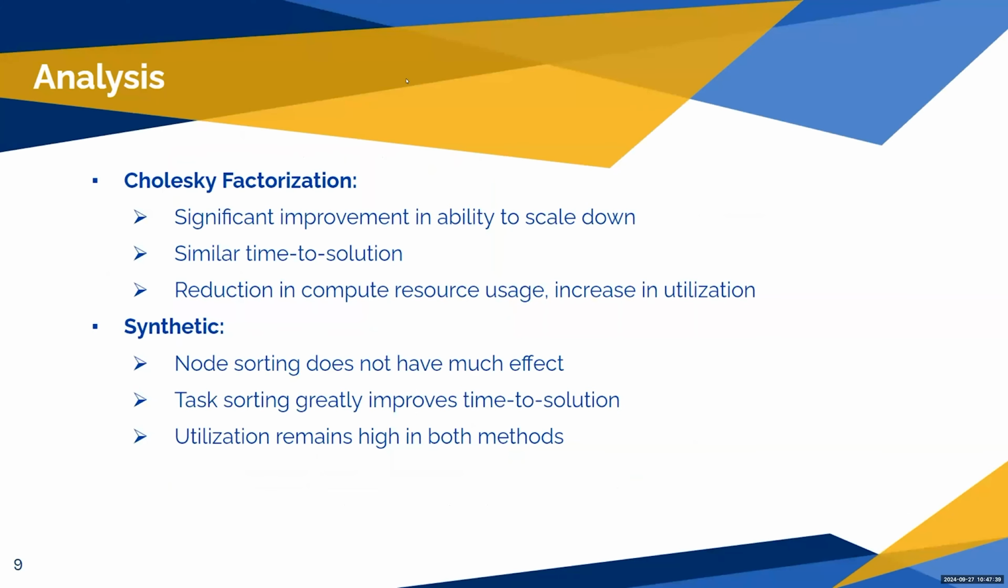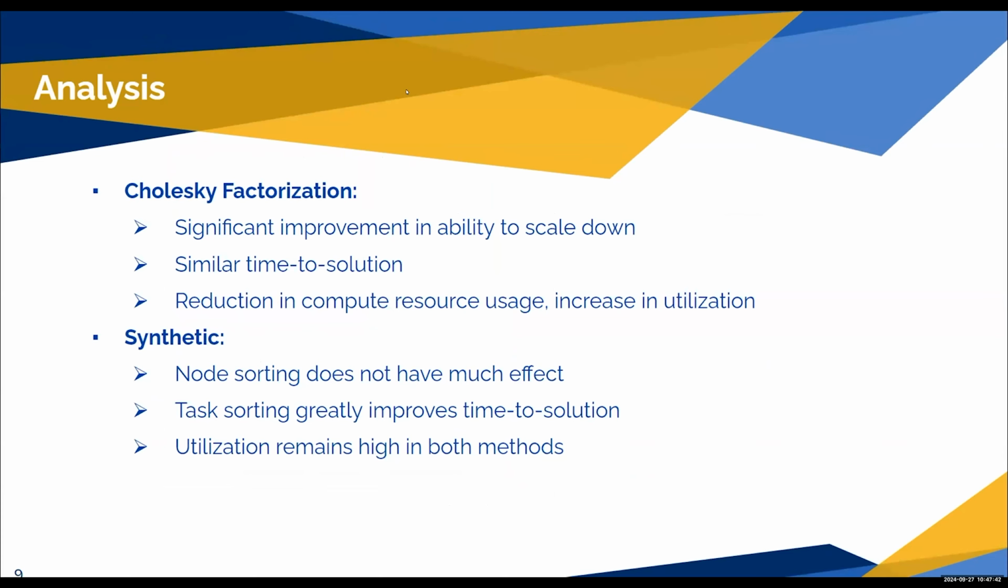For the Cholesky factorization, we did see a significant improvement in the ability to scale down, similar time to solution as the random distribution, reduction in compute resource usage, and increase in utilization. For the synthetic one, sorting the blocks and the nodes does not have much effect because the workload is running at almost 100% utilization the entire time. The utilization was between 90 and 100% for all the different experiments, including the random one and Seesaw's implementation. But the time to solution does increase, and as said before, utilization remains high.